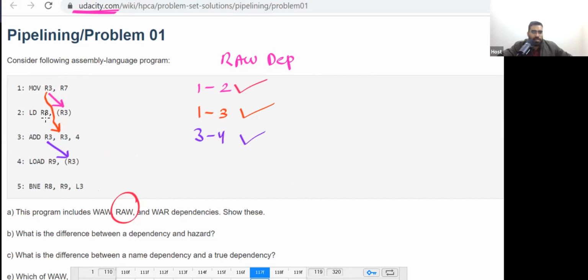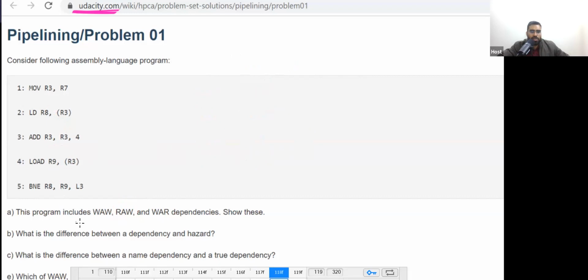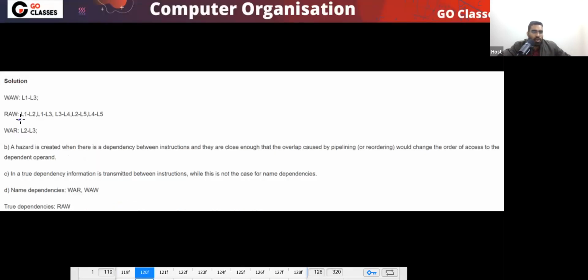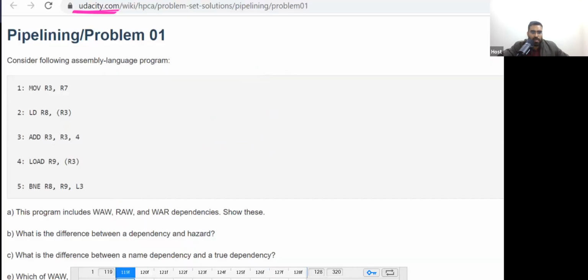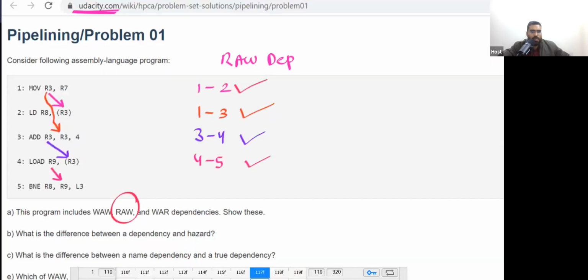What about this R8? Okay, this R9. Yes, there is another RAW dependency, and that is 4 to 5. Total, how many RAW dependencies do we have? Just check it out. Total 4. The answers are also given actually. Sorry, total how many? Did we miss something? Let's check. R9, R3.